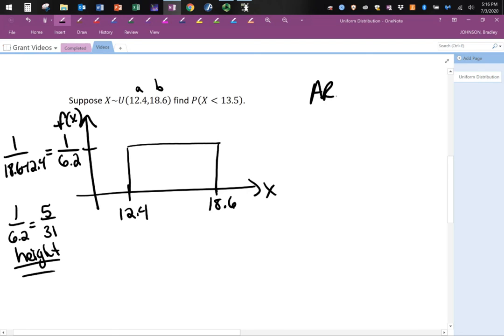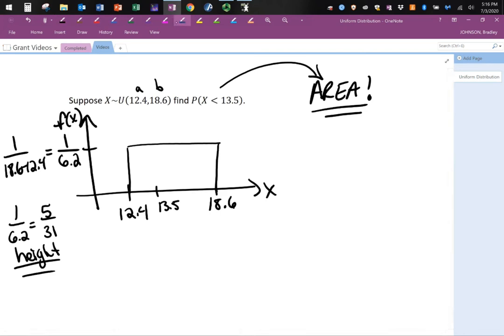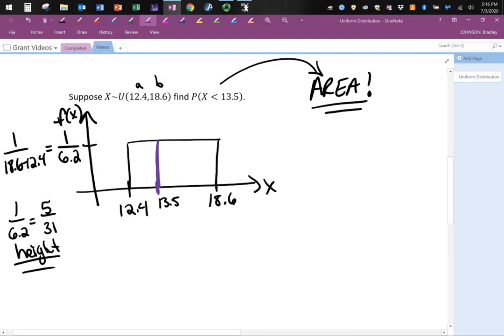So then, to find probability, we need to find area, okay? We find area under the curve when you have a continuous distribution. And the uniform distribution follows a continuous distribution. So 13.5, I'll mark here. We mark it in a different color. And then I want less than. So less than, I will shade to the left. So then I am finding the area, right, of this little region there.